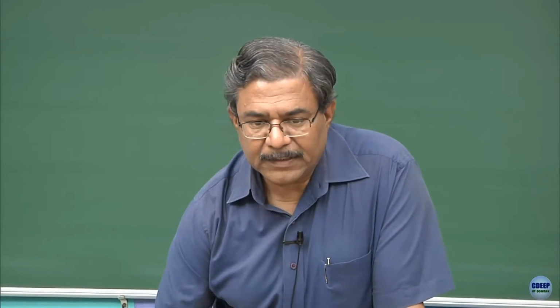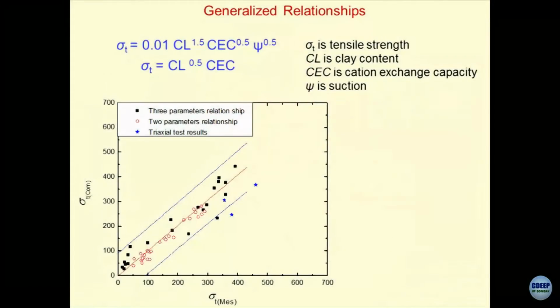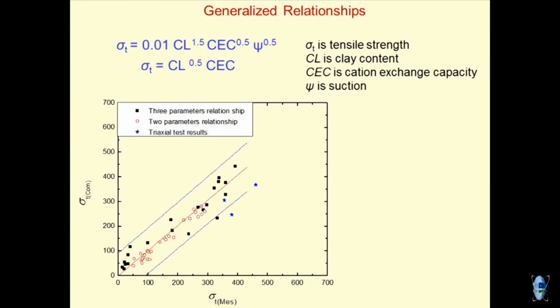So what you get is sigma t computed. Sigma t computed you get from these two equations, and sigma t from the tensile strength test you get from triaxial testing. If you match these two, then you realize that there is a significant match between the two. In the first case you are considering suction also, and in two parameters there are no suction values. So in that case you will get a sigma t value somewhat lower.